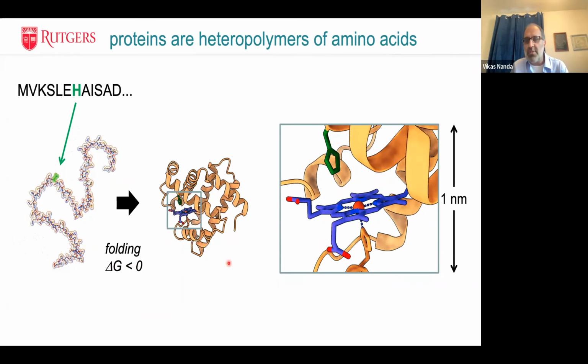So for example, the protein I'm showing you here is a protein called myoglobin. This is like hemoglobin, but it's found in muscle cells and it binds oxygen. And the oxygen is bound at this particular site right here. There's this chemical group called a porphyrin.